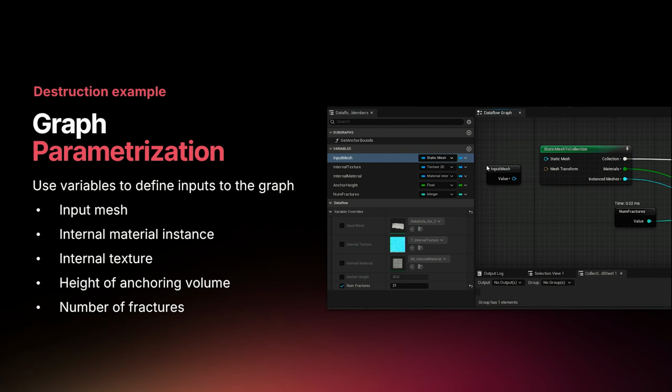First, we're going to define the parameters of the graph. Of course, we have many barriers, so we want the graph to work for all of them. So we're going to put an input mesh as one of the parameters.